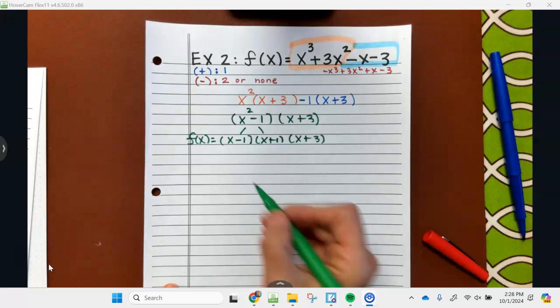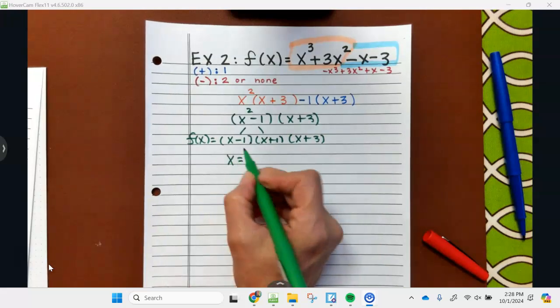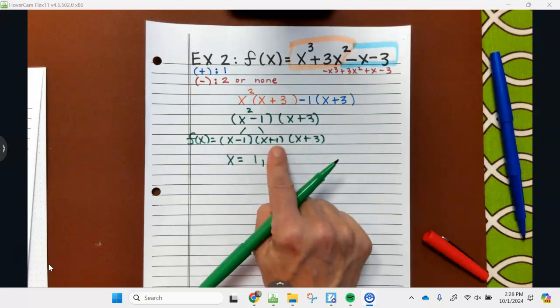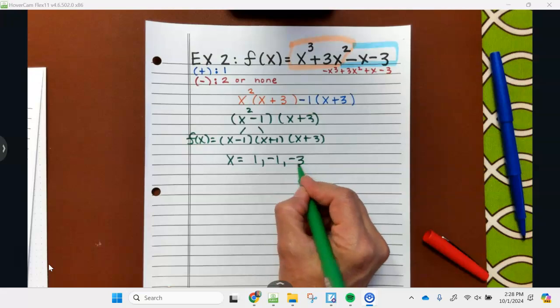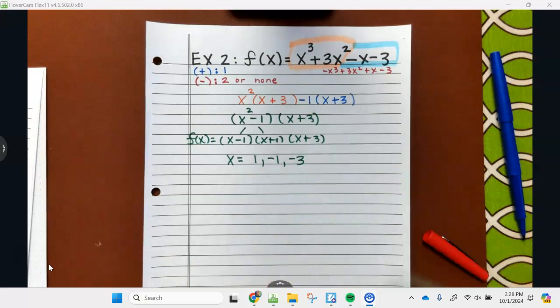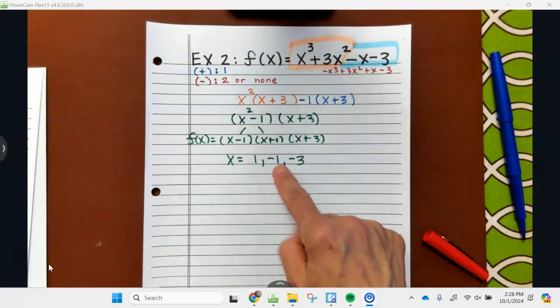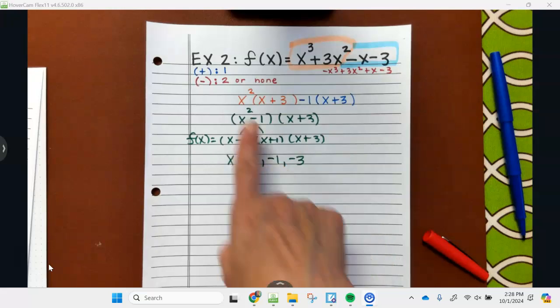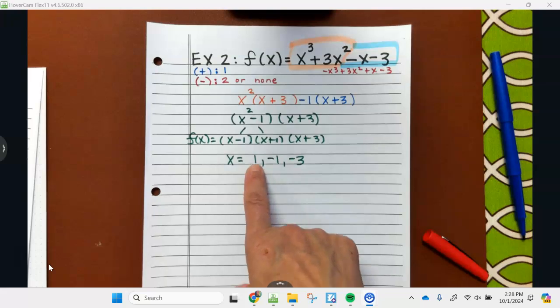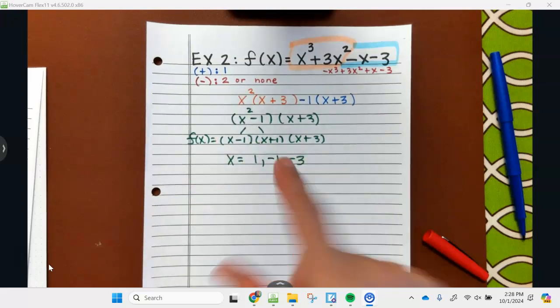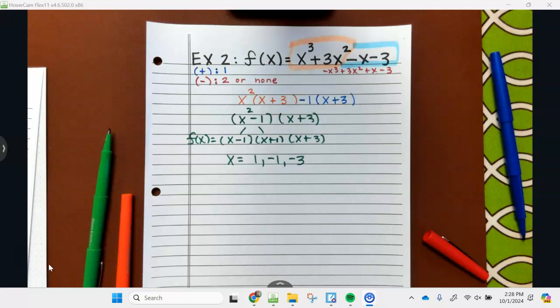So let's look at our answers. X is going to equal positive 1, negative 1, negative 3. Cool. Let's look at our self-checks. Degree of 3, 3 answers. Awesome. I had to have only one positive. I did right here. And I had 2 negatives. We're set. Let's box it in.